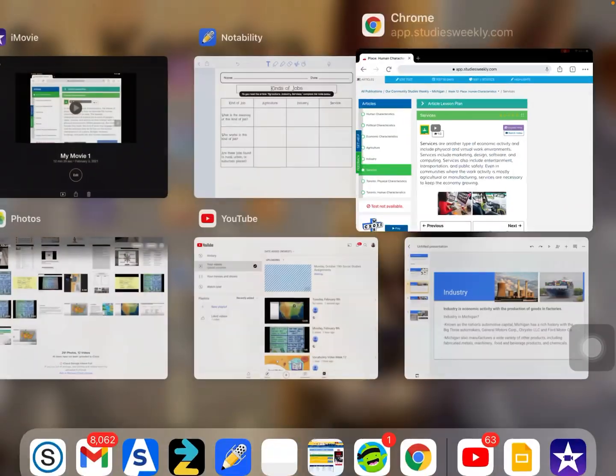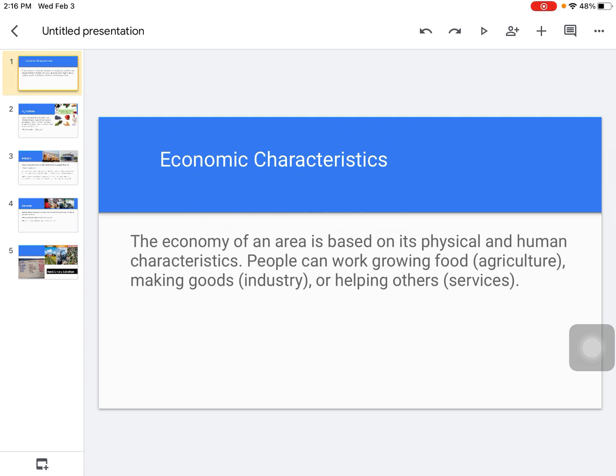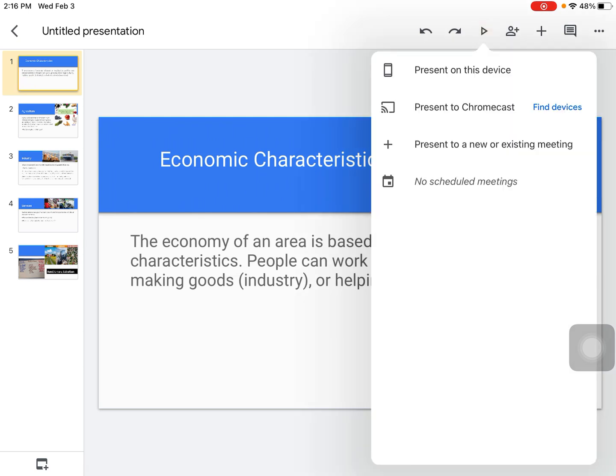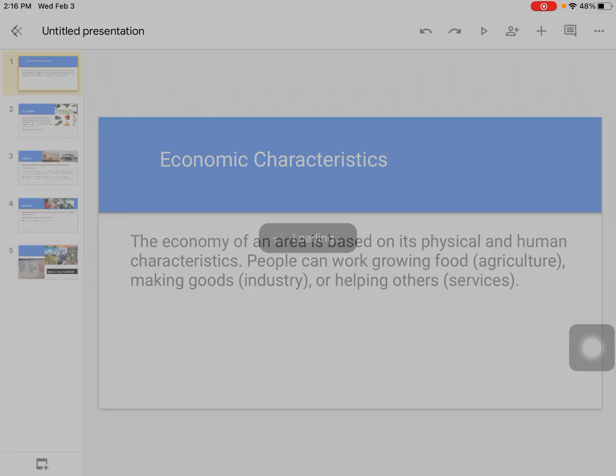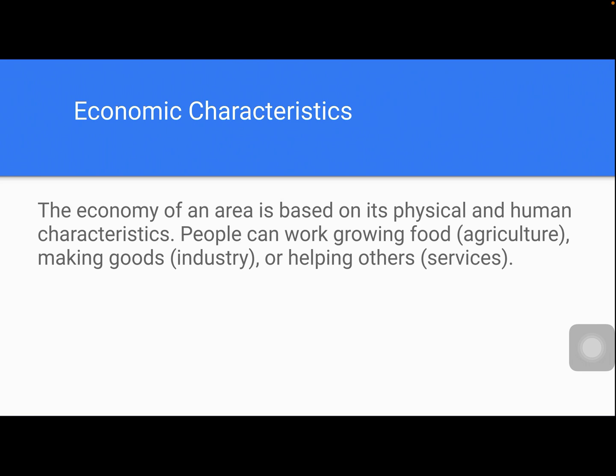I'm going to go ahead and open my slideshow here. This slideshow you will have access to as well. I will put it in your assignment for today. And you will need this in order to complete your activity.